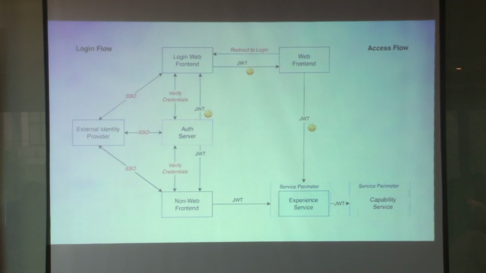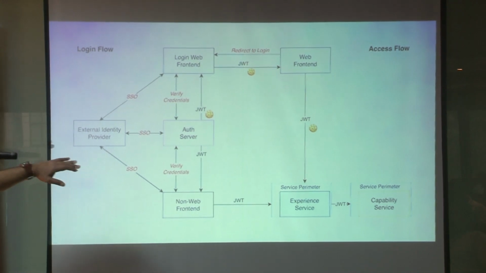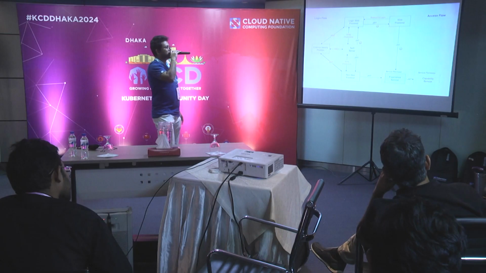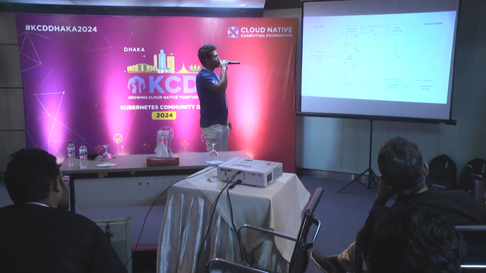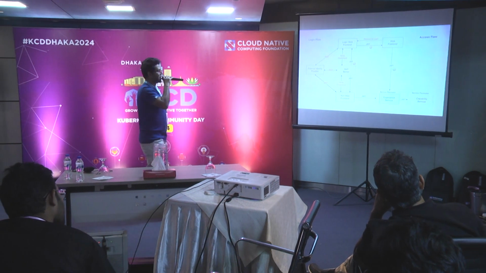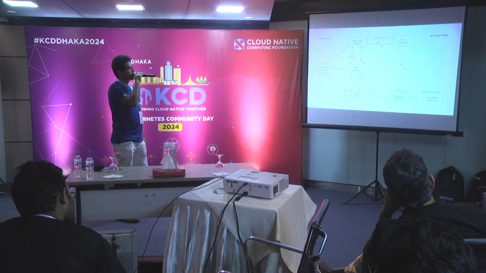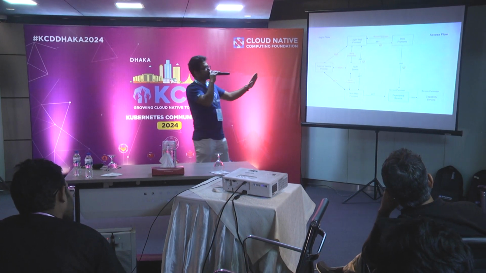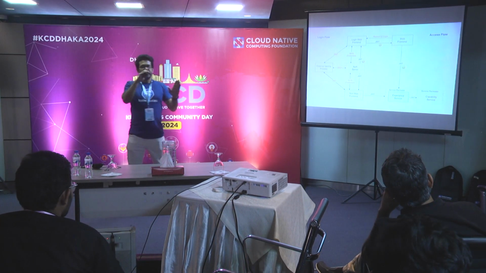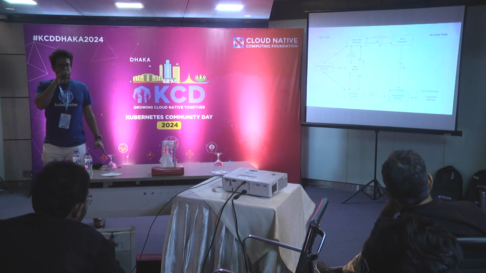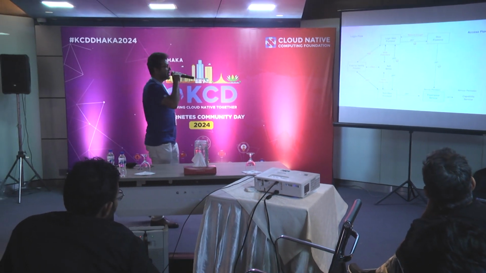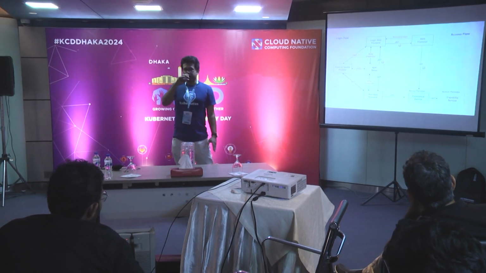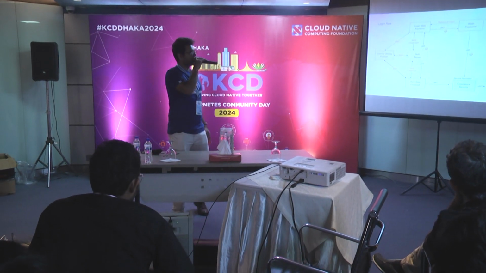If you see here, there's an auth server which talks to the external identity provider. Any login that happens from the front end, or non-web front end as well, talks to that external identity provider. All the other services behind that front end don't talk to the external identity provider. So how do they authenticate? How do they know that their requests are authenticated when they pass that request to the backend servers?